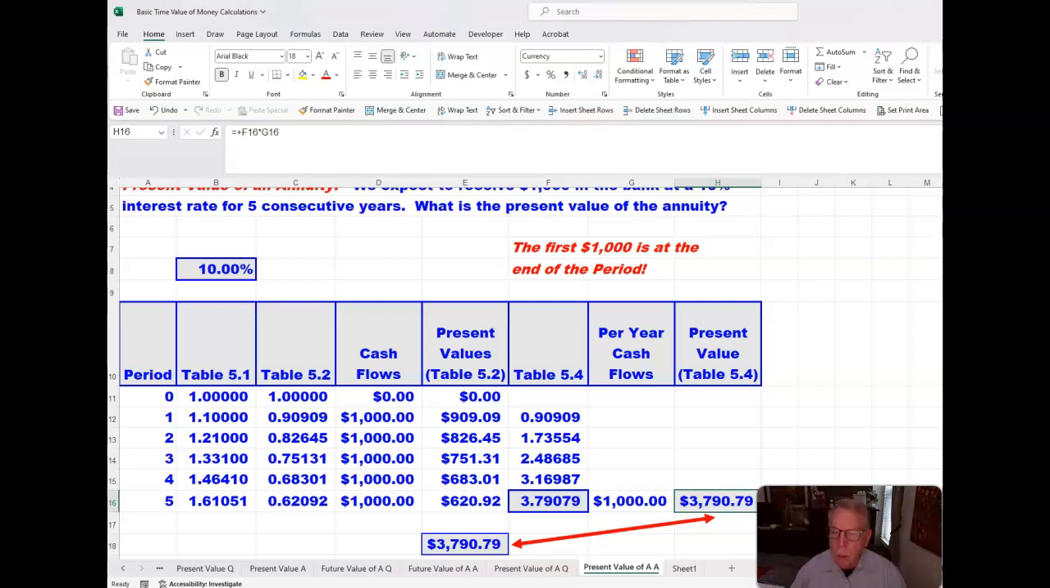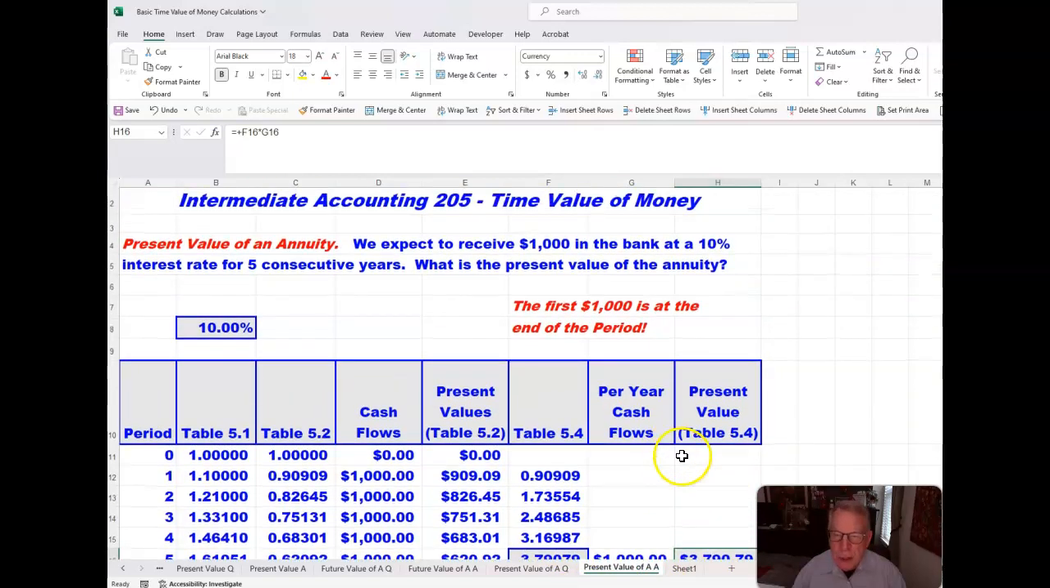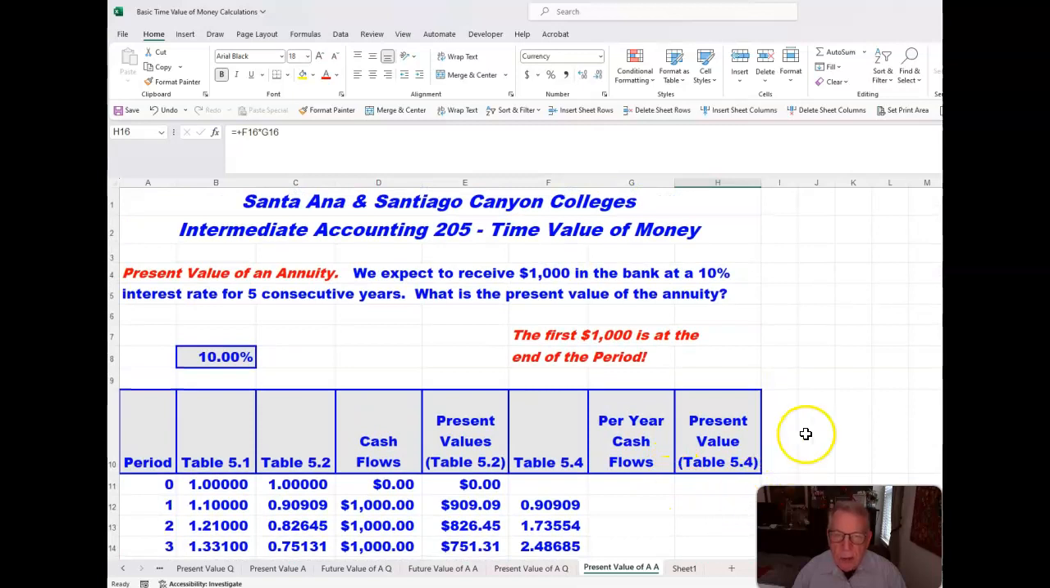Okay, so that's the arithmetic of how these are calculated. I think that's going to be helpful as you go through this to understand what you're doing a little bit better. Again, this is in the modules, so you'll have it to play with a little bit.